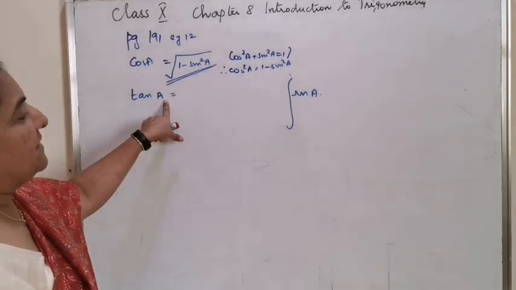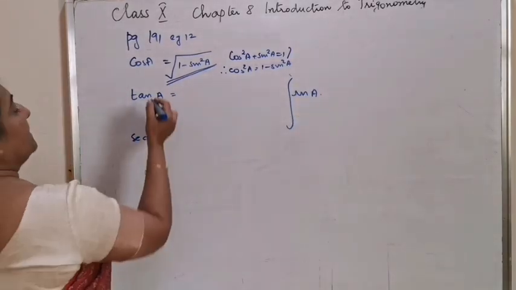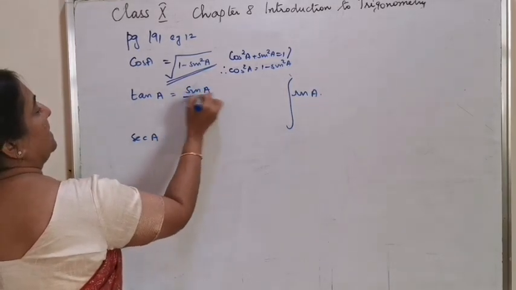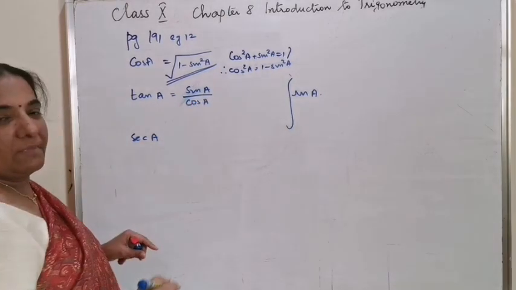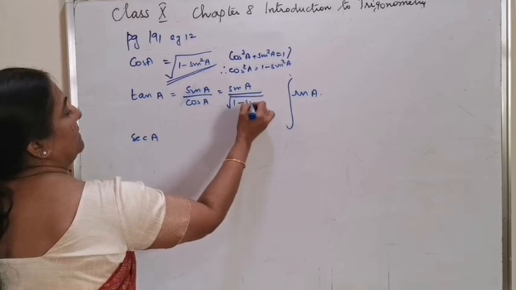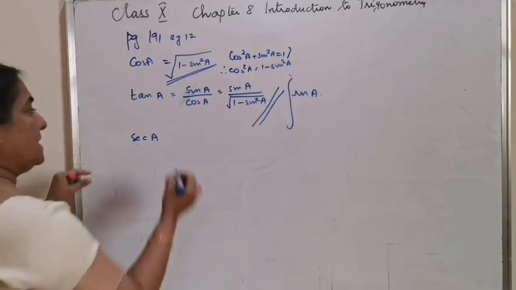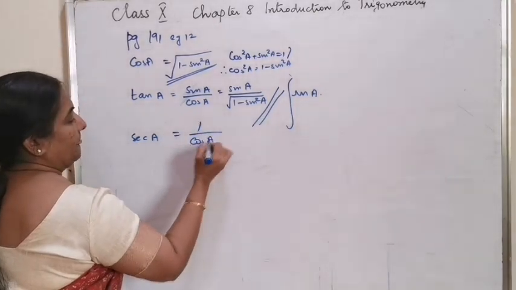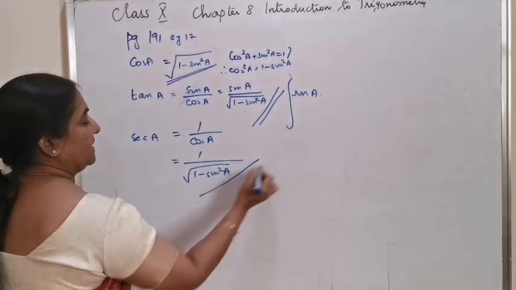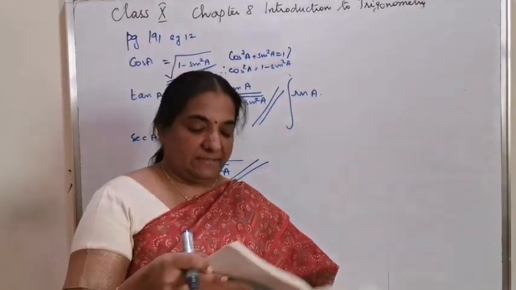Now, tan ratio has to be made into the sin ratio. Now, tan is sin A by cos A, which can be written as sin A by square root of 1 minus sin square A. Next is sec A. Sec is 1 by cos A, which is the same as 1 by square root of 1 minus sin square A. It's an easy question because all the answers are interrelated.